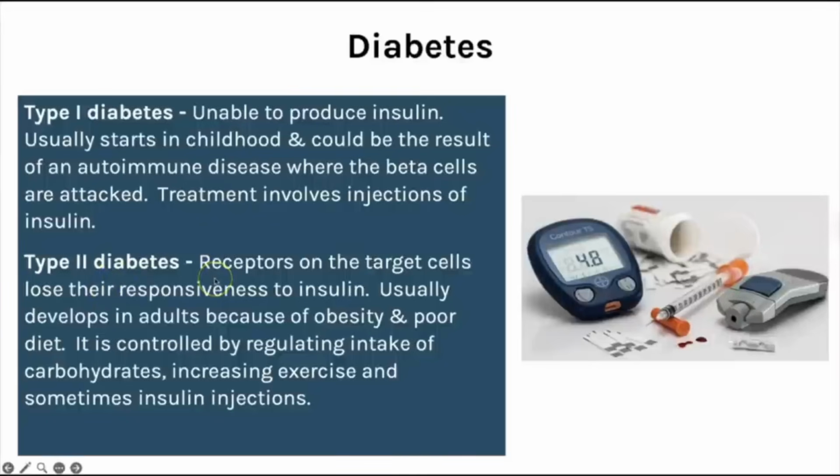Type 2 diabetes is when the receptors on the target cells lose their responsiveness to insulin. So insulin is still made, it's just the receptors don't respond as they should. And this usually develops in adults because of obesity and poor diet. It can be controlled by regulating the intake of carbohydrates, increasing exercise to use up that glucose for respiration, and sometimes insulin injections are still needed as well.